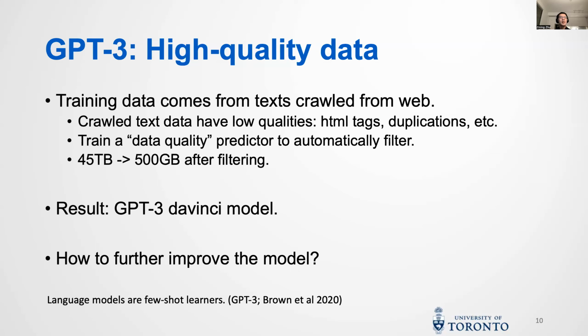Among the 45 terabytes of text, they preserved only 500 gigabytes and used this 500 gigabytes of high quality text to train the 175 billion parameter GPT-3 model. And the resulting model is referred to as Da Vinci.